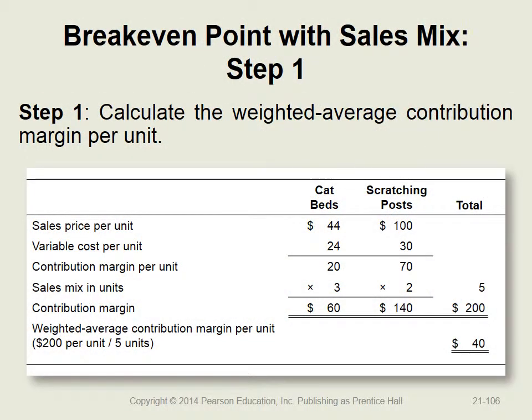To compute break-even sales in units for both products, Cool Cat completes the following 3 steps. Step 1 is to calculate the weighted average contribution margin per unit. To do this, compute the unit contribution margin for each product, and then multiply by the sales mix. The contribution margins for the cat beds and scratching posts are added together for a total of $200. Next, this $200 is divided by 5 for a weighted average contribution margin of $40.